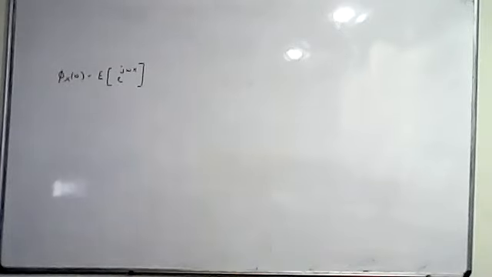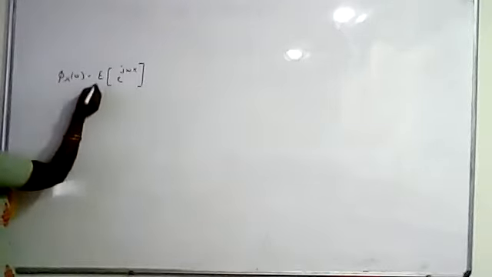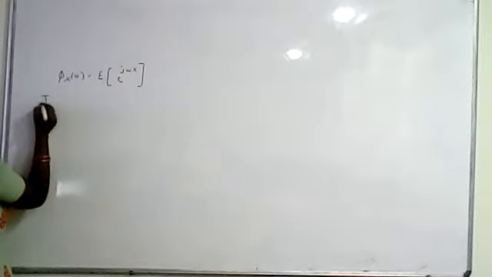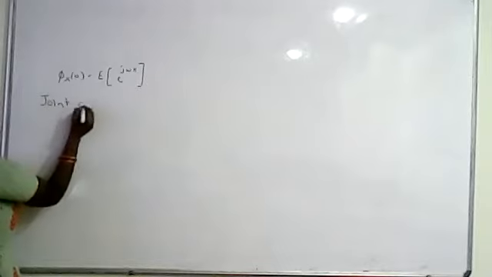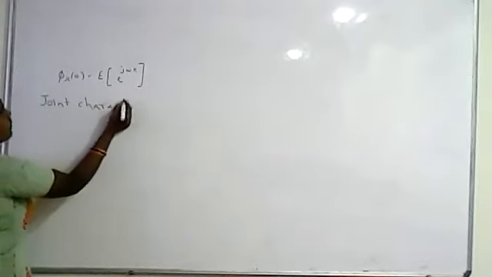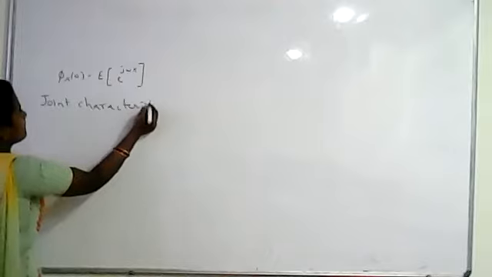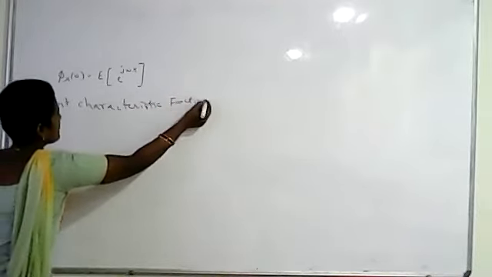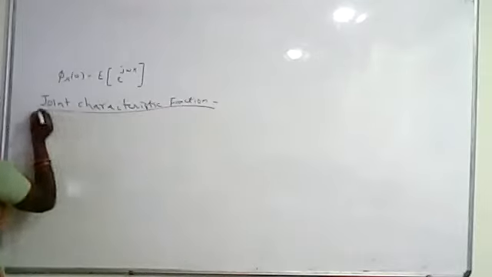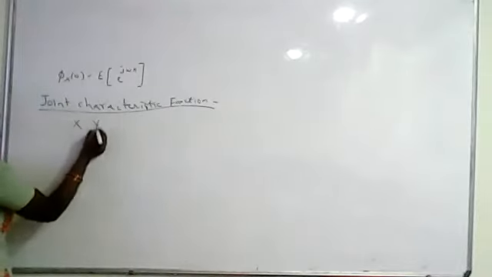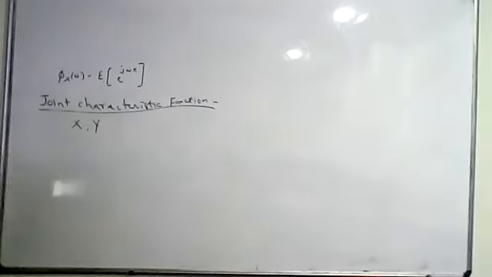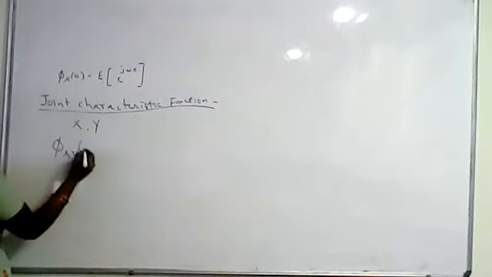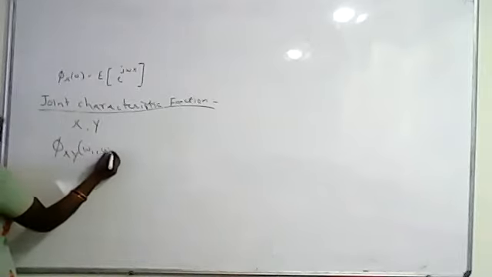So the characteristic function is given as phi x of omega is the expected value of e power j omega x. Now we are discussing the joint characteristic function. The joint characteristic function will have two random variables x and y. We denote it as phi xy of omega 1, omega 2.